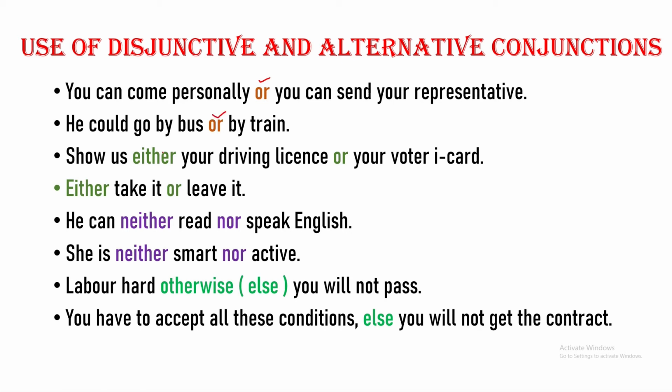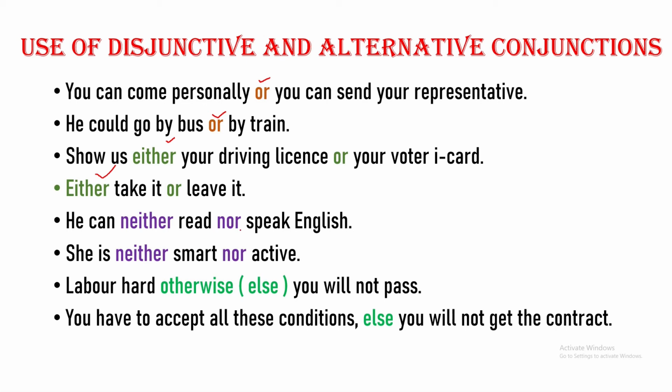To express one choice: either your driving license or your voter ID card. Two sentences connected by either or: show us your driving license; show us your voter ID card. One choice. There you use either or. Either take it or leave it. One sentence, take it; another sentence, leave it. Connected by either or to express one choice.